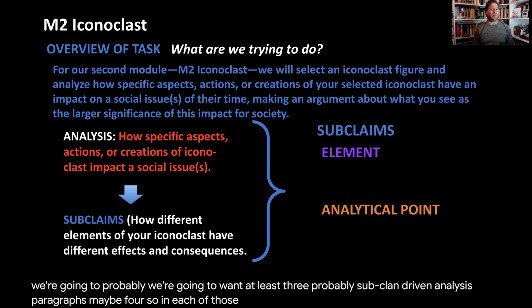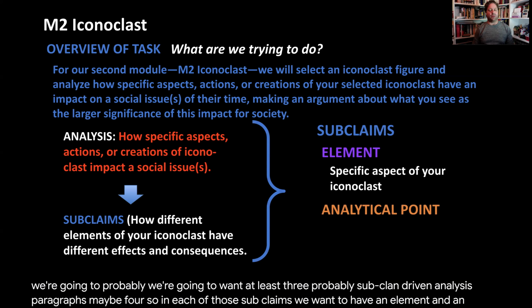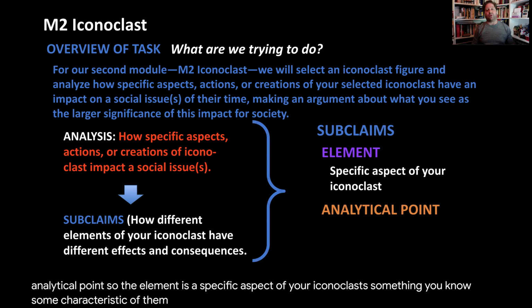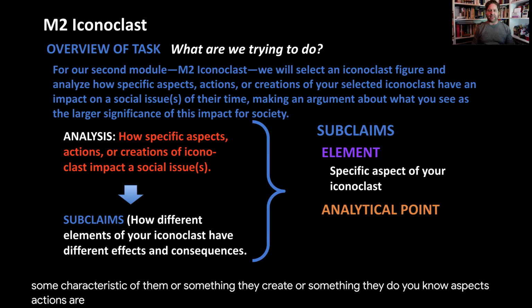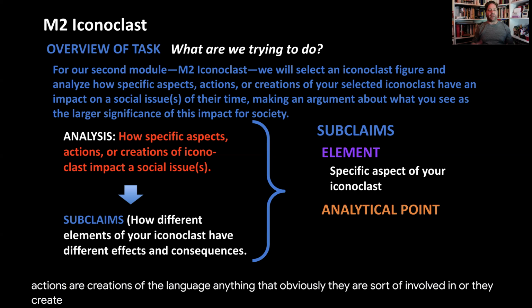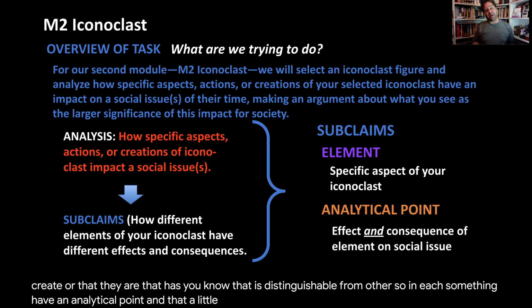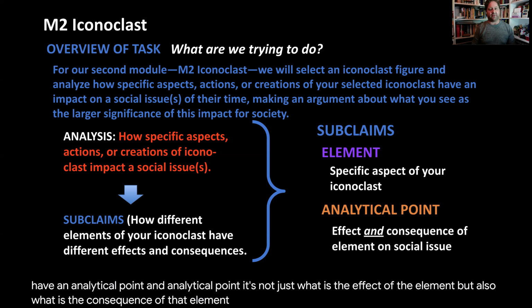So in each of those subclaims, we want to have an element and an analytical point. The element is a specific aspect of your iconoclast, some characteristic of them, or something they create, or something they do, aspects, actions, or creations, anything that they are involved in or create that is distinguishable from other things. And then in each subclaim, we also want an analytical point. An analytical point is not just the effect of the element, but also the consequence of that element on the social issue.